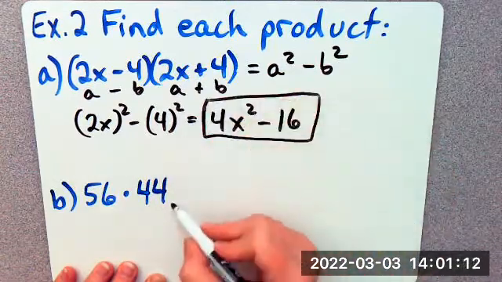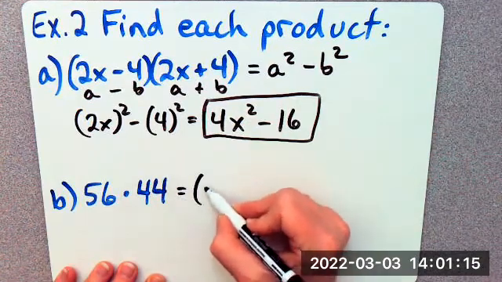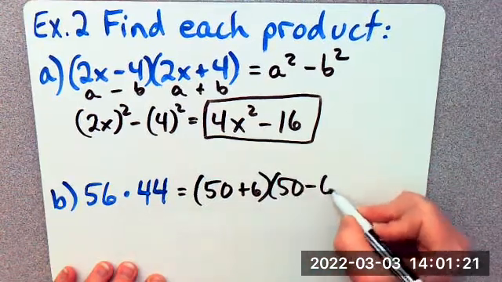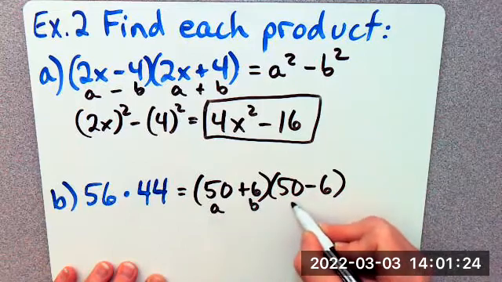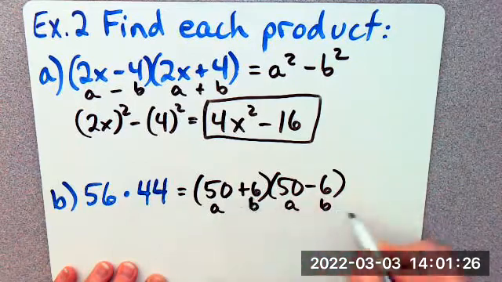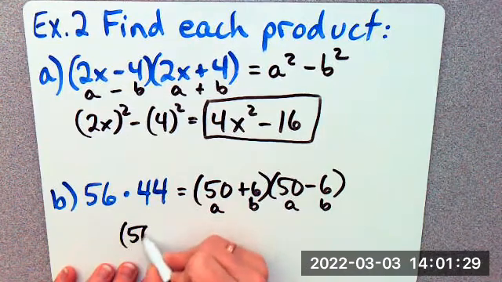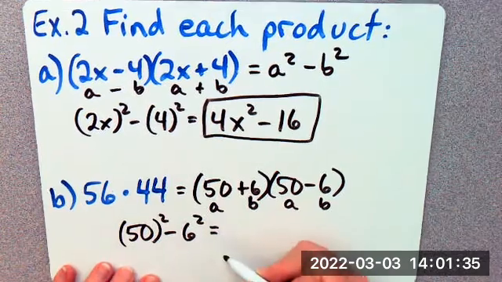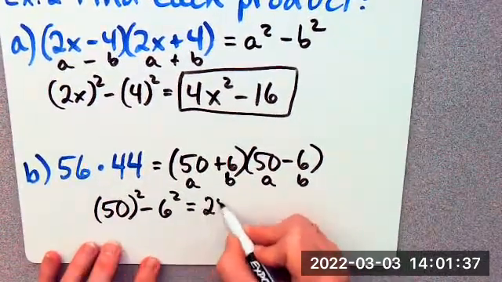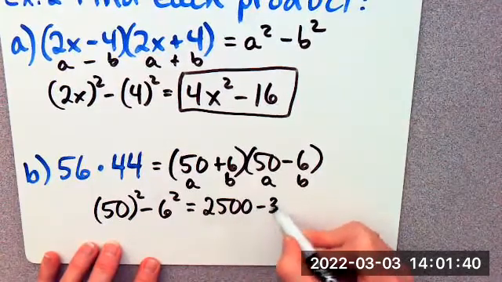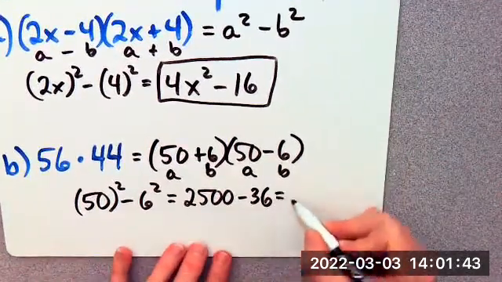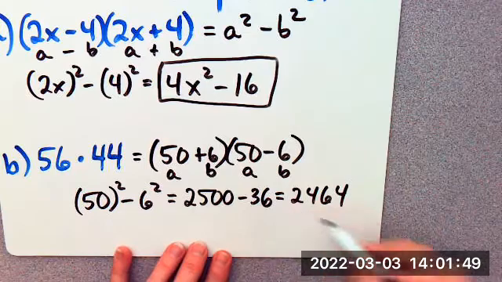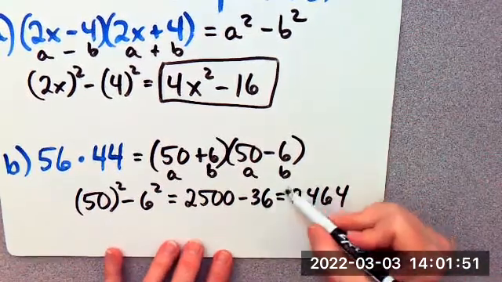Simple as can be. Now we can set this one up as 50 plus 6 and 50 minus 6. So we have an a, b, a, b, and one's plus, one's minus. So we can write 50 squared minus 6 squared, which gives us 2,500 minus 36. So that ends in 2,464. All right, so there we have it.